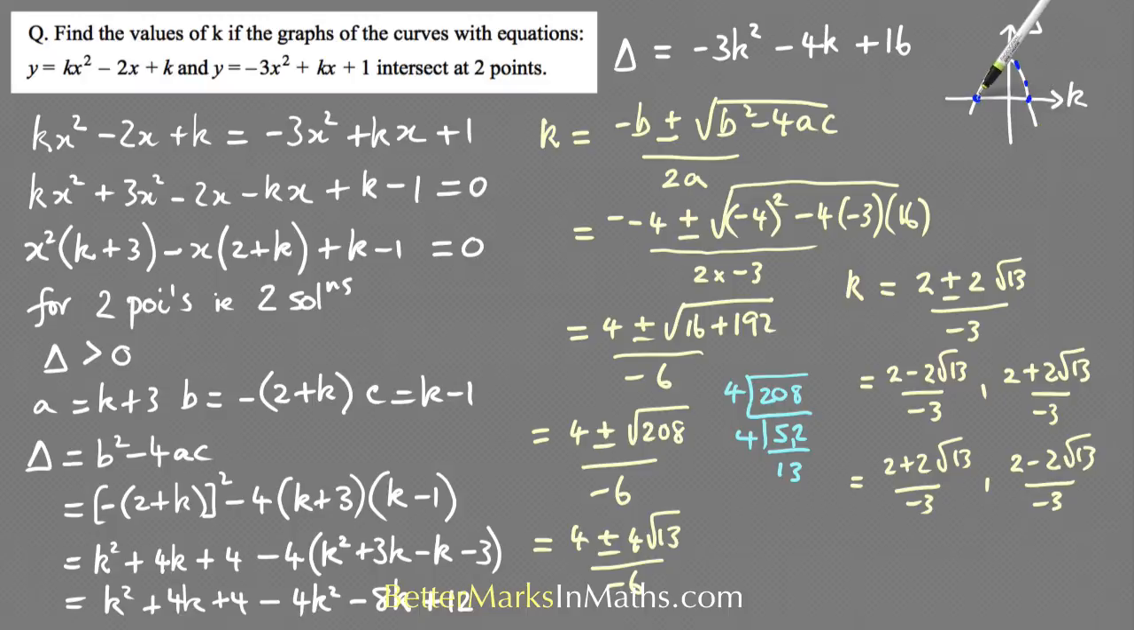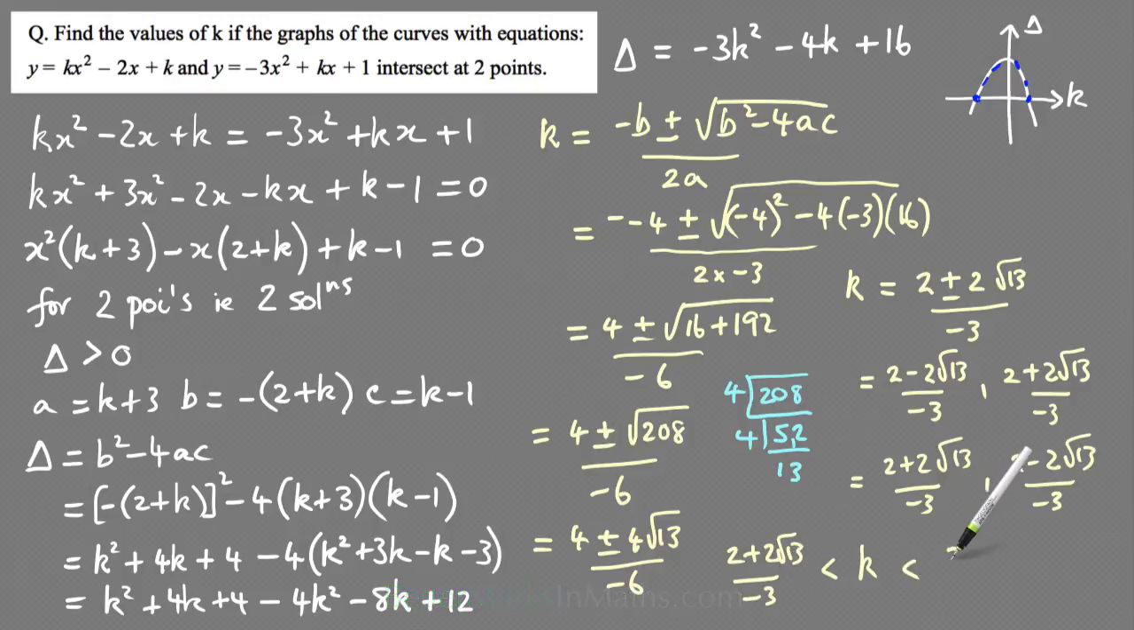And these are the two intercepts of this graph, if you like. So this one's the one on the right, and this one's the one on the left, and k has to be between those two values, so it has to be more than this one and less than this one. So the final step is just to write k is more than this one on the left, so 2 plus 2 root 13 on minus 3, and less than 2 minus 2 root 13 on minus 3. And that's the final answer.